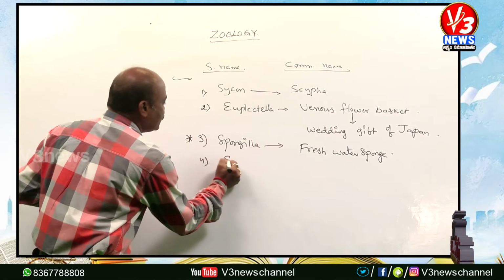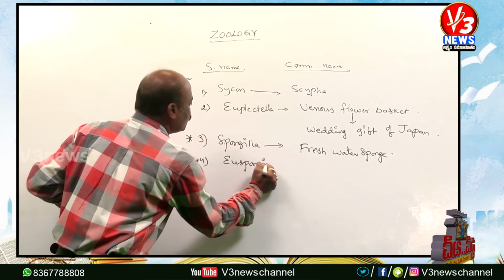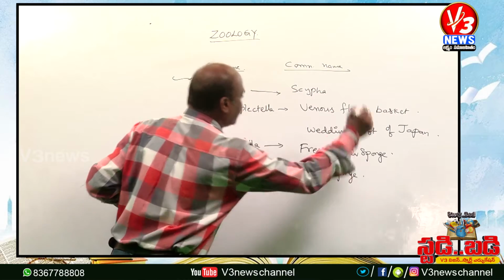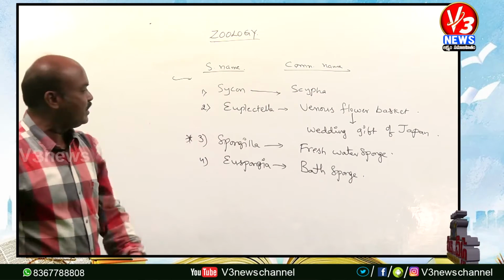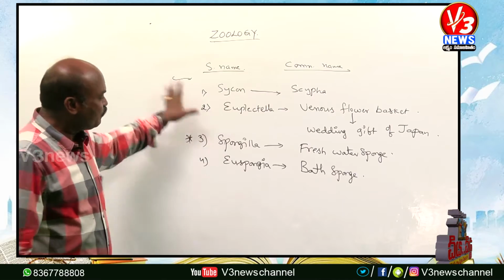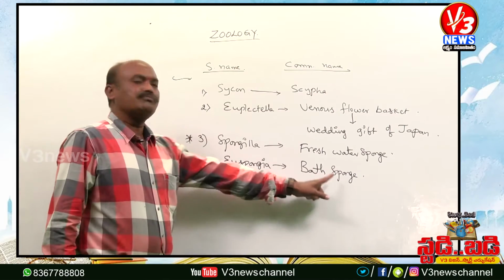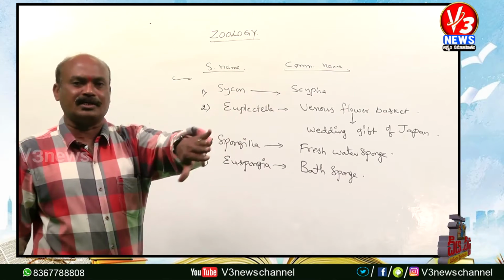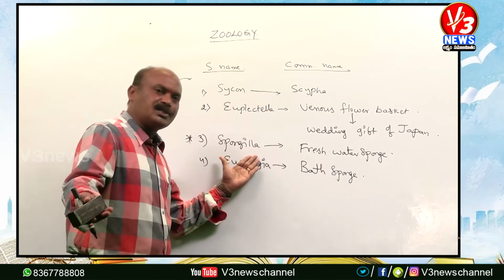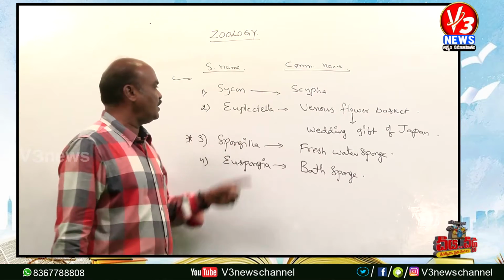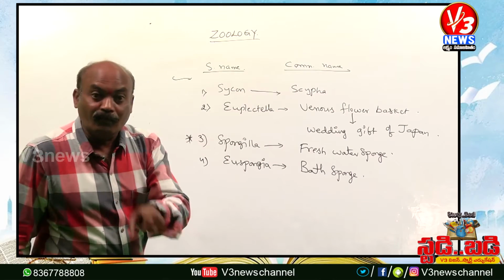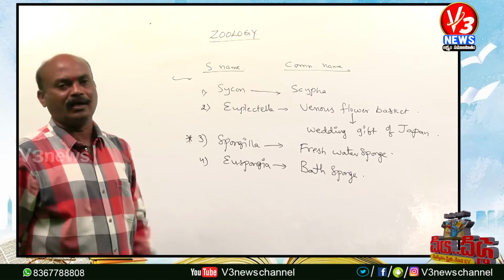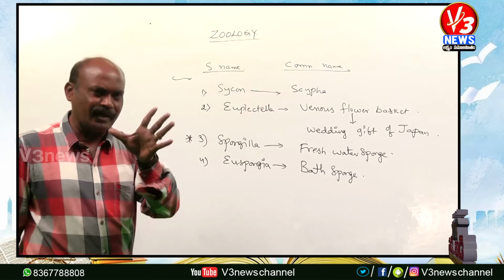Then one more is Euspongia, the bath sponge. These are the very important examples. Among the four, remember Euspongia, the bath sponge, as it has been repeated many times in entrance examinations. Also Spongilla, commonly called freshwater sponge, and Euplectella, commonly called Venus flower basket and also the wedding gift of Japan. So this is about the phylum Porifera.